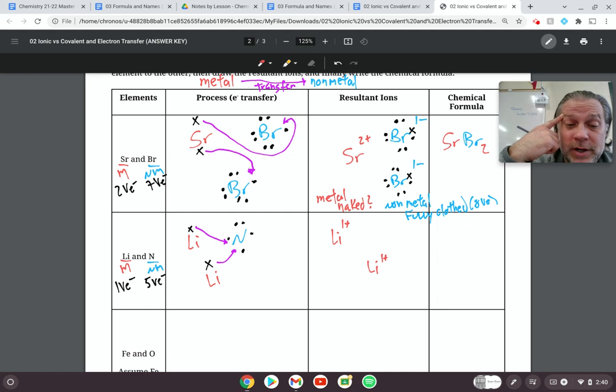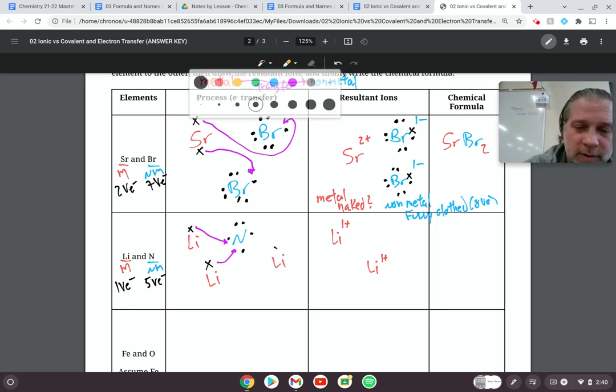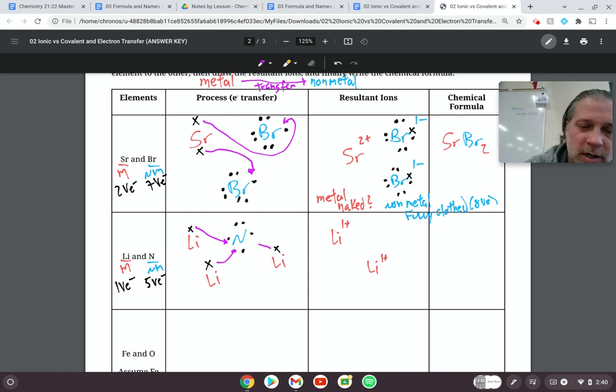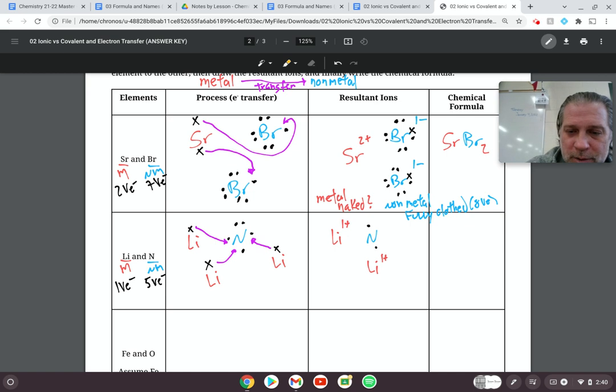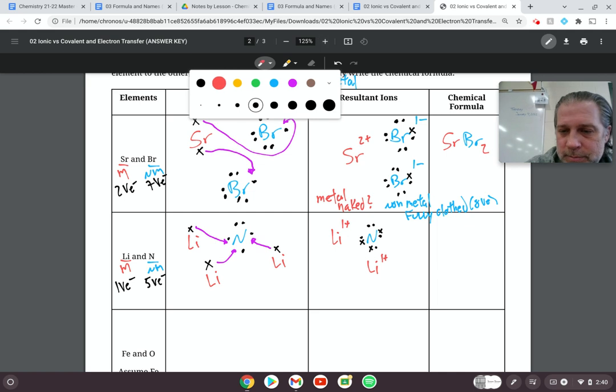But at this point, my nitrogen has 1, 2, 3, 4, 5, 6, 7 electrons. It doesn't have the full 8 yet. So I have to add another element, and this time I'm going to add lithium with its 1 valence electron, and I'm going to transfer it here. So now I've got a nitrogen that has its original electrons, top, bottom, left, right, top, and it has 3 electrons that were transferred to it from 3 lithium ions.